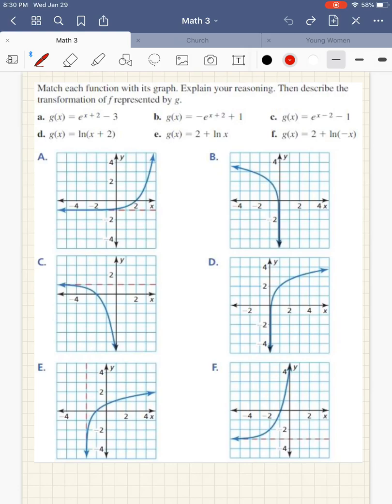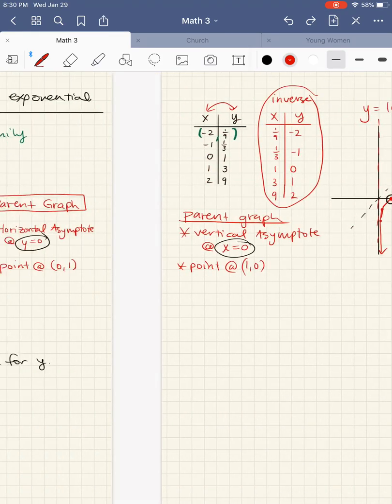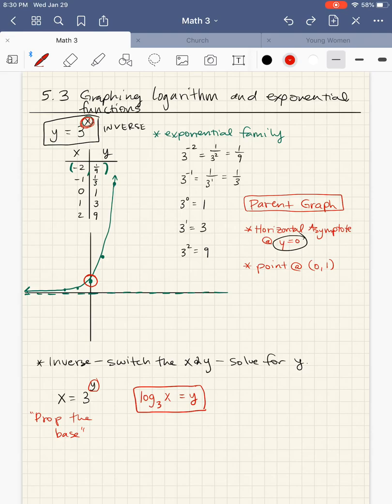Okay, so I'm assuming that we took some time to figure out what these graphs do. The first thing I want to point out is that 3 of these equations, this one, and this one, all look like exponentials. The reason why? The variable is up in the exponent. So that's an indicator that this is going to be in the exponential family. So what does the exponential parent graph look like again? Looks something like this.